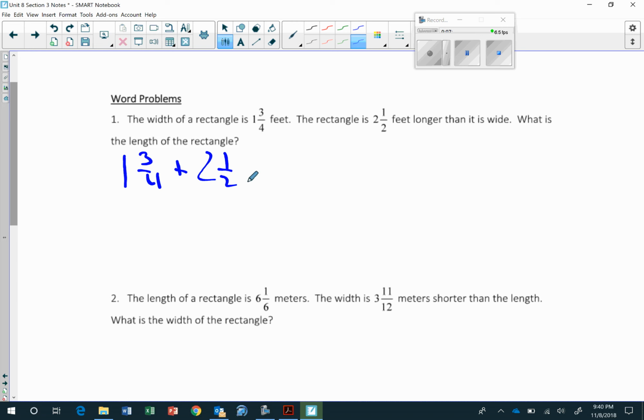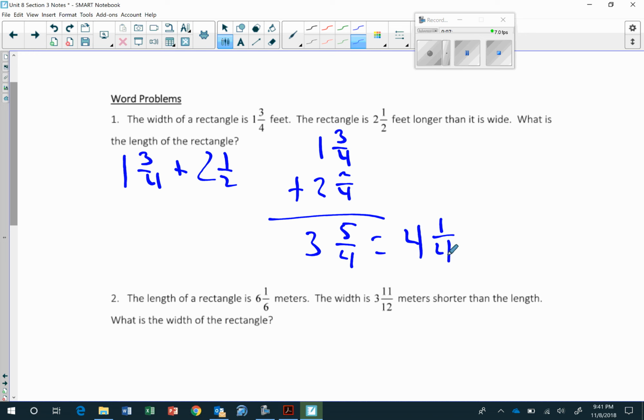So I need my least common denominator, which in this case would be 4. So I have 1 3/4 is going to stay the same. I need to rewrite this as 2 2/4. And now I can add 3 plus 2 is 5/4. 1 plus 2 is 3. That's not simplified down because the 5 is greater than the 4. So that's going to knock me up to 4 and leave me with 1/4. So 4 1/4 feet would be the length of the rectangle.